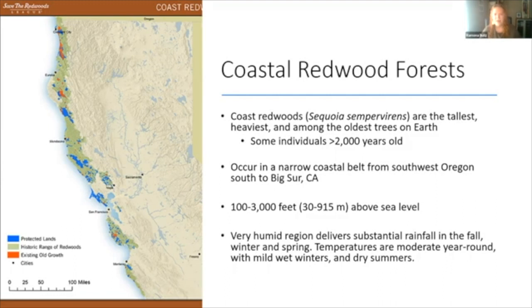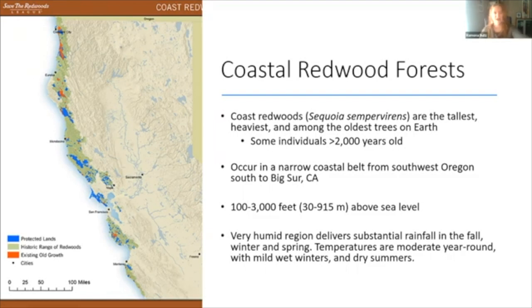And this is a very humid region in California. So there's substantial rainfall that we get here, typically in the winter and the spring. Temperatures are very moderate all year, with mild winters and dry summers, typical of that Mediterranean type ecosystem.